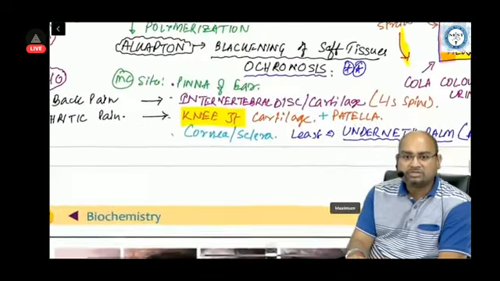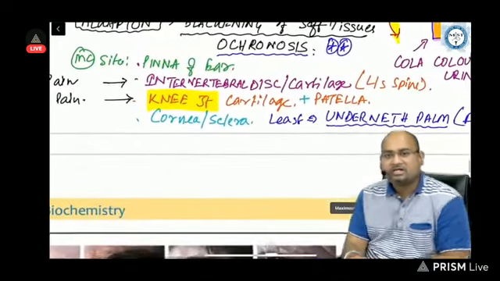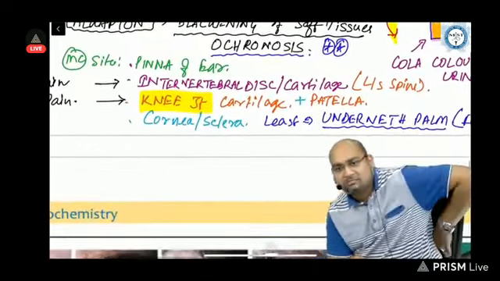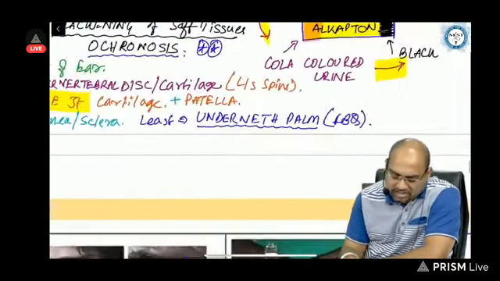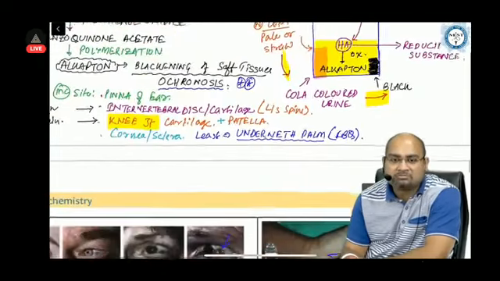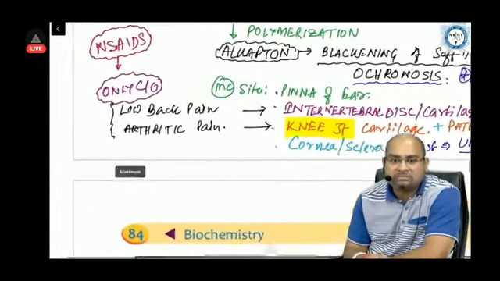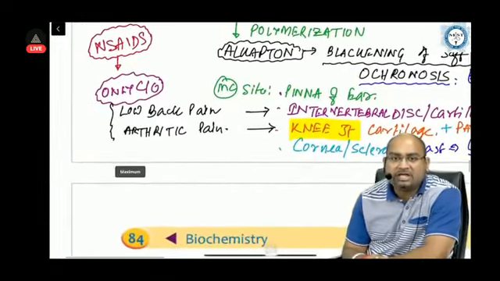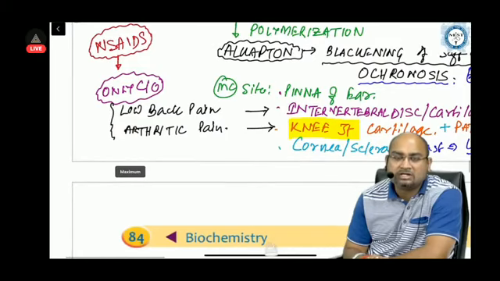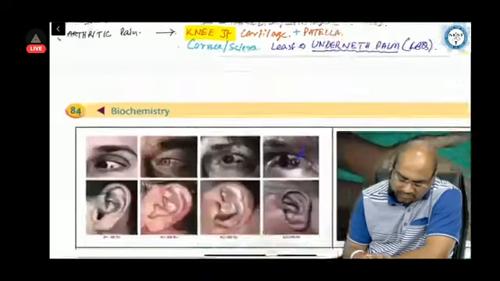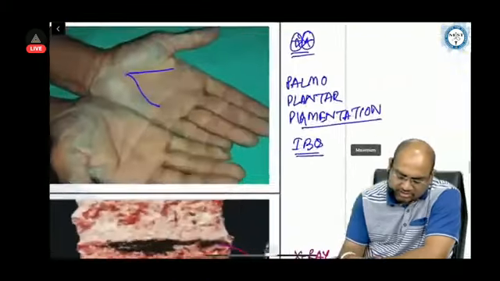Please remember, these are the most common sites: pinna of ear, intervertebral cartilages, lumbosacral spine. Then we have knee joint cartilage including patella, cornea, sclera, and palmoplantar pigmentation. Mainly these patients are going to have pain around these joints that can be managed by NSAIDs. Sometimes if a radical treatment is required, we might have to replace the knee joint totally by total knee replacement. These are the image-based questions.